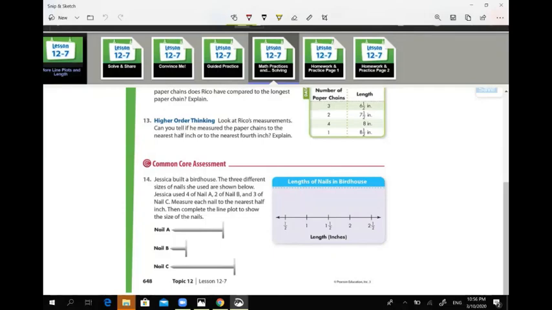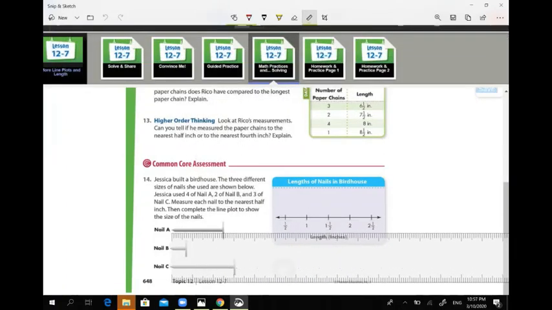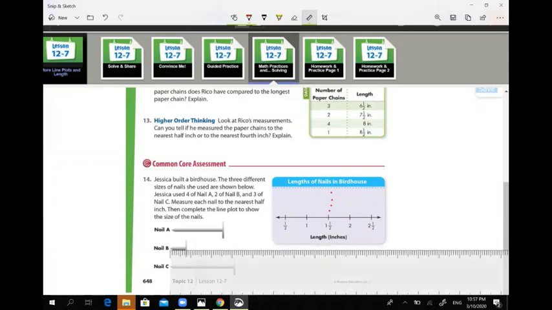Here you should use the ruler to measure each nail in your book. So you will line it up on the 0, then you measure it. Nail A is 1.5 inches, and because we have 4 of nail A, I will put 4 dots above 1.5. 1, 2, 3, 4.